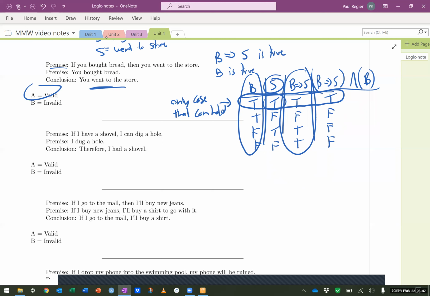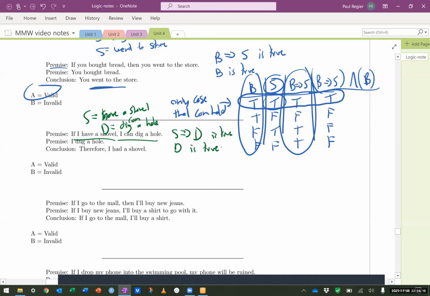They can help us make better decisions. So if I have a shovel, then I can dig a hole. Okay, so let's call S shovel. I have a shovel. D is dig a hole, can dig a hole. So we're going to assume S implies D is true. Okay. And then we're going to say dug a hole, D is true. Okay, so let's make the truth table for it. S, D, S implies D. So true, true, false, false.